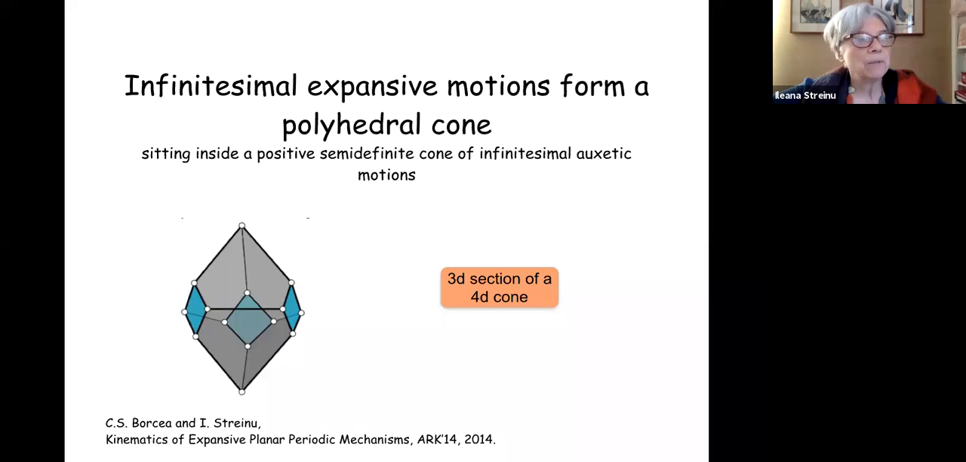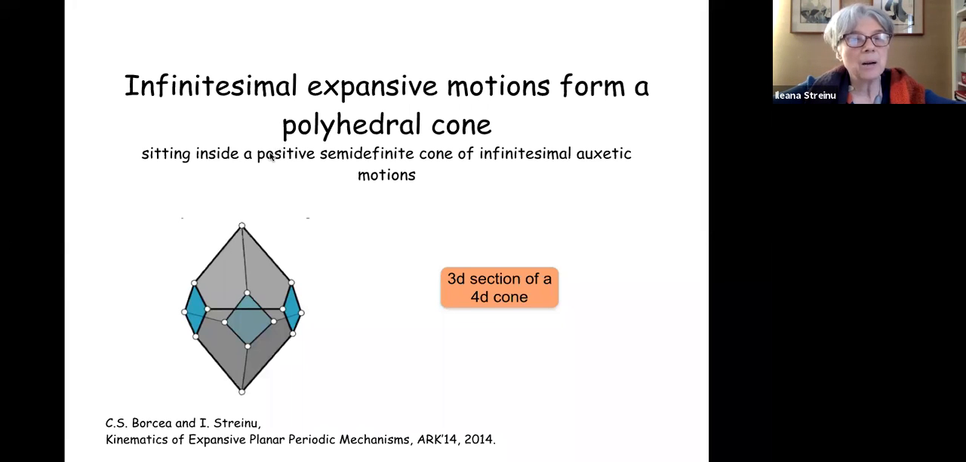So Ciprian made the motivation already with respect to the motivation from material science. So let me dive directly into some mathematical aspects of it. Now, as I said, infinitesimal expansive motions form a polyhedral cone. So at every point in your expansive motion, there is an infinitesimal motion, and all the possibilities in which you can move form this polyhedral cone.